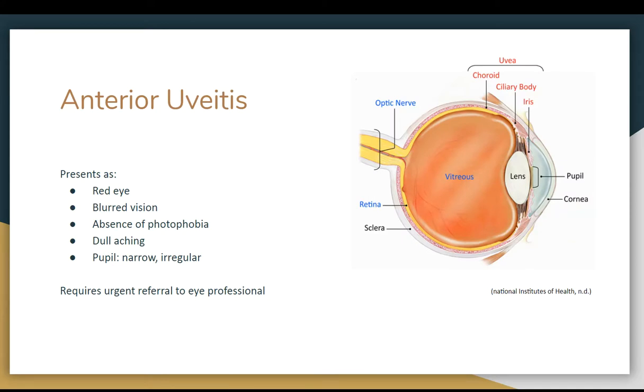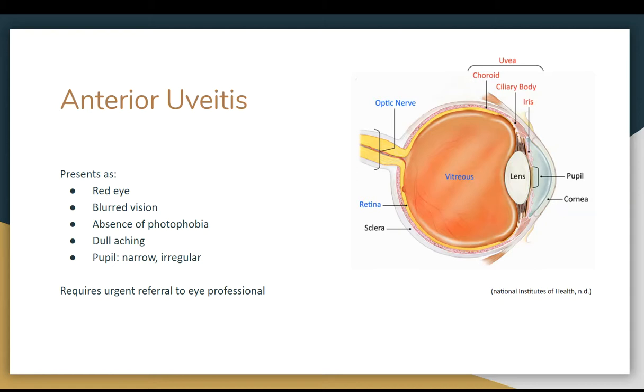Another infective condition of the eye is anterior uveitis. So this presents as a red eye with blurred vision. So again, you're going to have a change in visual acuity. They will not have photophobia, but they may complain of a dull ache, and the pupil will be abnormal. So that's another one of those red flags.